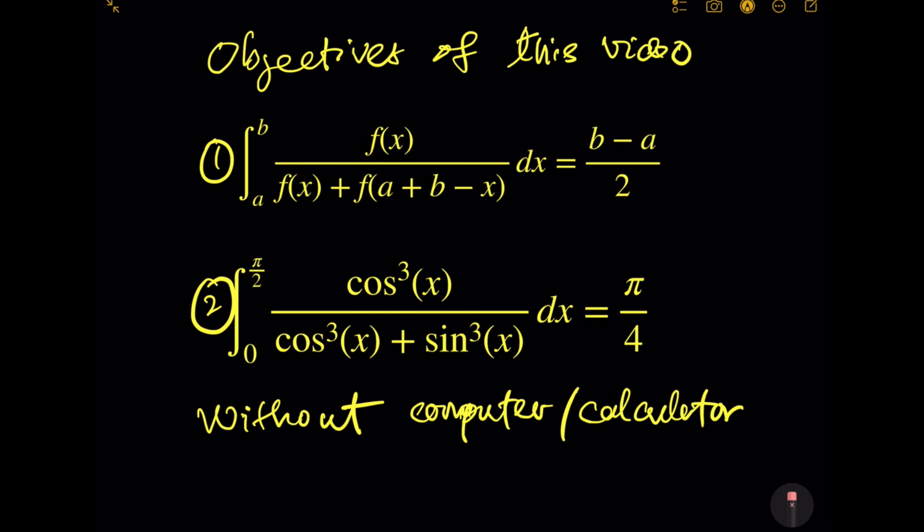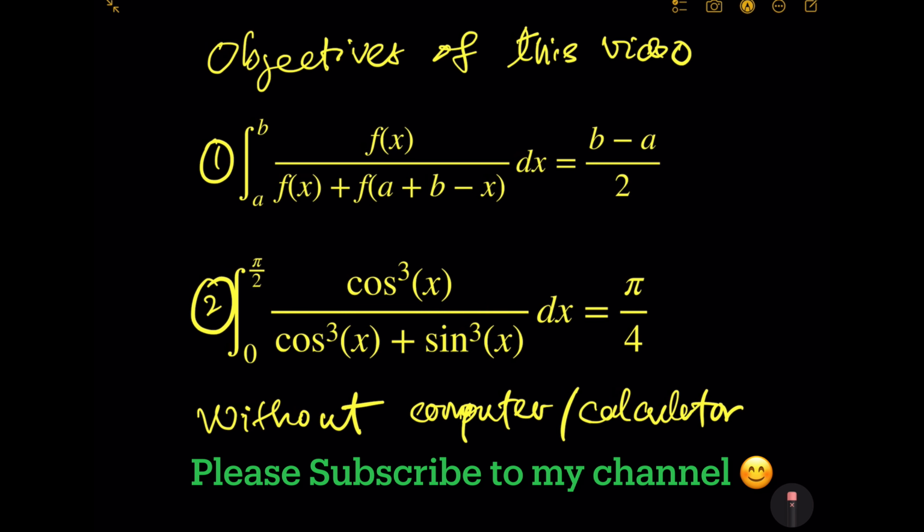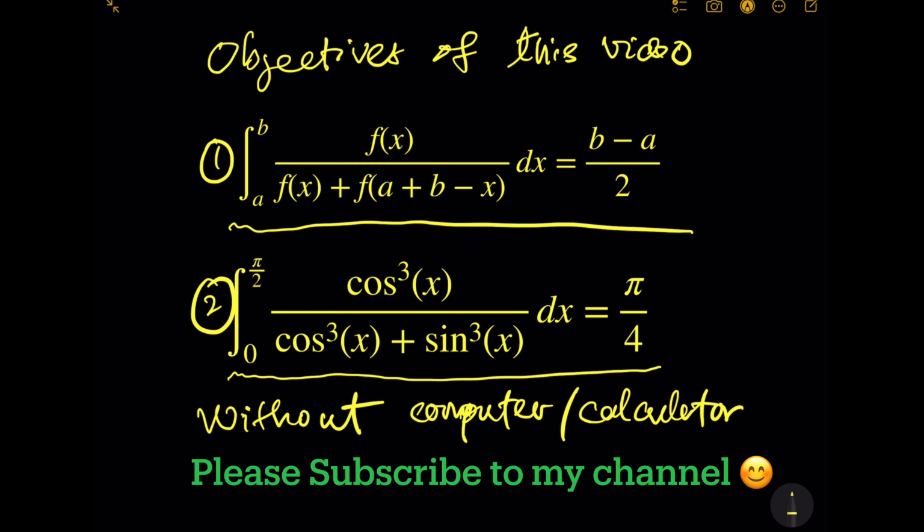Hello everybody. The objective of this video is, number 1, to demonstrate the integration of a generic function is equal to b minus a over 2. Once this is proven, we will make use of it, make some trigonometry changes, and find that the second integration is equal to pi over 4. All this has to be done without a calculator.